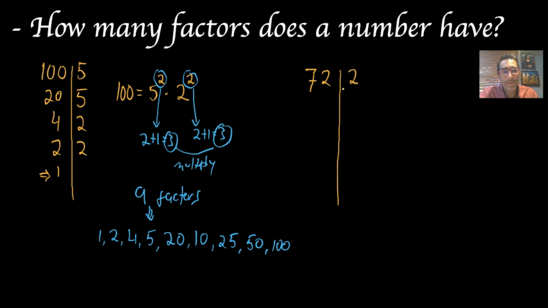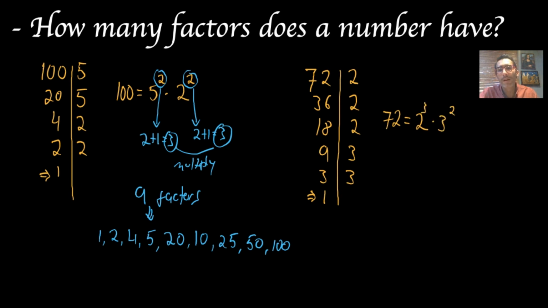I can divide 72 by 2, right? The result will be 36, which I can divide by 2 again, is 18. 18 I can divide by 2, which is 9. 9 I can divide by 3, the answer is 3, and 3 I can divide by 3, and I get 1. Again, this is where we're done. And what we're saying is that 72 is equal to 2 to the power of 3, times 3 to the power of 2.